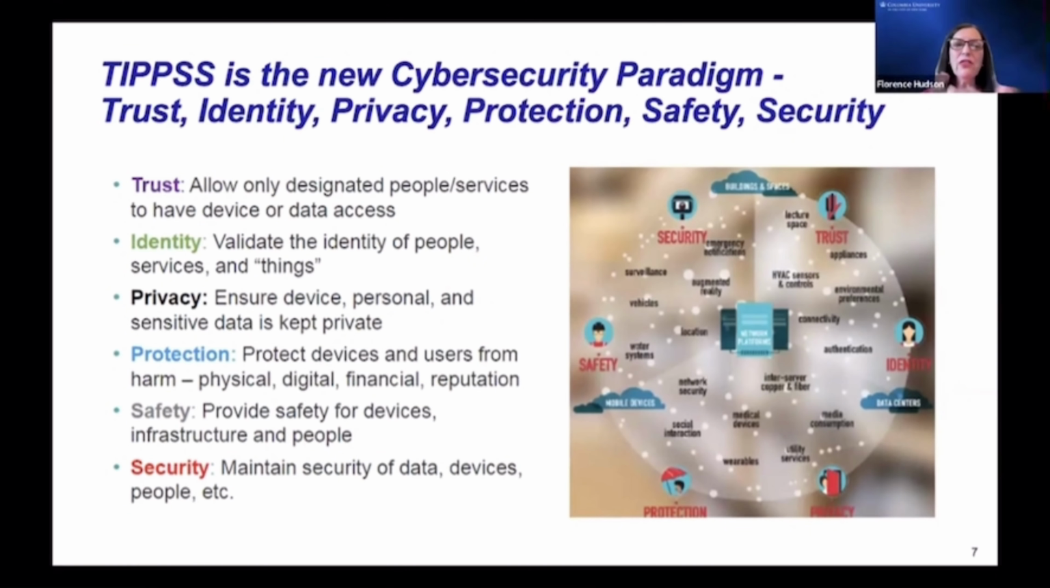So we created this initial thought of TIPPSS: trust, identity, privacy, protection, safety, and security. And then we hosted a workshop with IEEE and National Science Foundation and then DoD and a bunch of organizations. So as you look at this, trust is allowing only designated people or services to have device or data access. Identity is validating the identity of the people, services, or things to make sure you can trust them, and then having that do loop in your technology. Privacy is ensuring device, person, and sensitive data is kept private. Protection is protecting the devices and users from harm. Safety for the devices, infrastructure, and people, and then maintaining security of data, devices, and people, which is really cybersecurity.